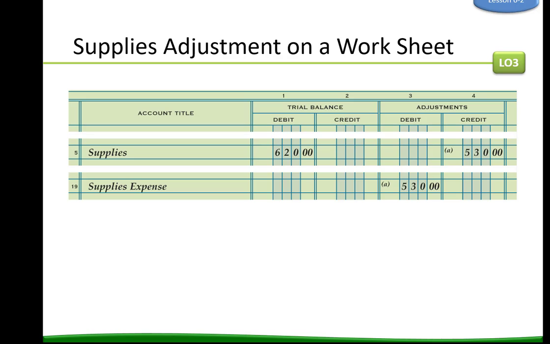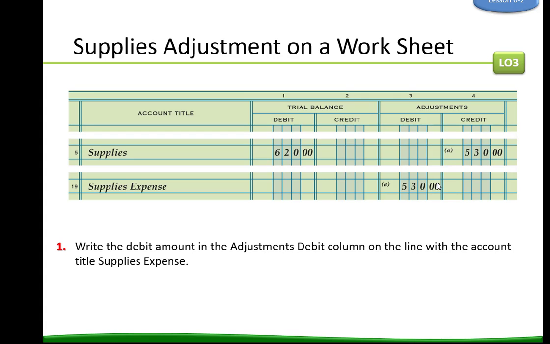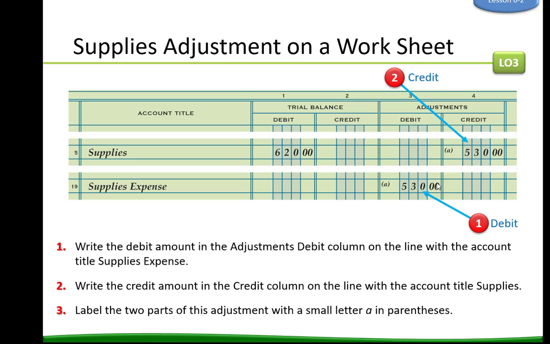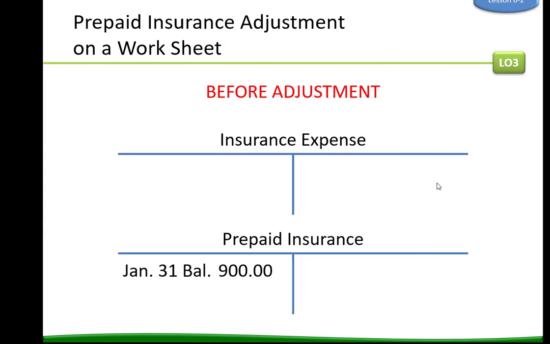And this will show up on the worksheet in the adjustments column by the amount we need to reduce it. So we need to reduce it by 530. That is a number that's going to show up here. We're going to write the amounts of the adjustment in the debit column for the expense and the credit column for the supply line, and label both of them as A's because they are the two parts of the adjustment.